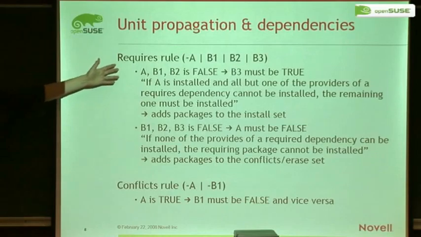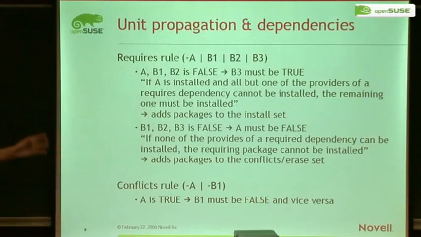This is basically how every other solver also works. It checks dependencies that are unsolved, and if there is more than one alternative, it may try branching or try something different, but if just one package is left to install, it chooses that one.